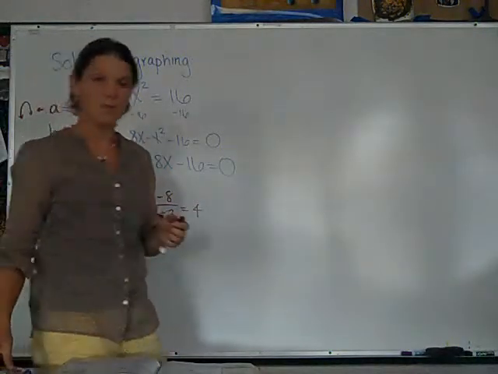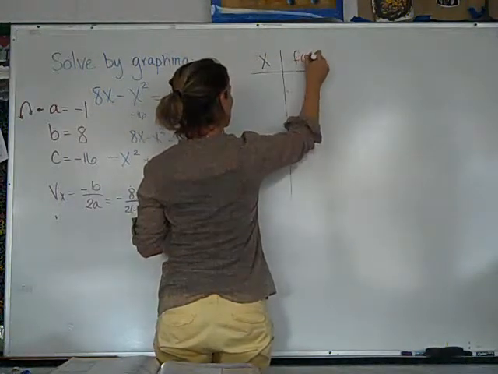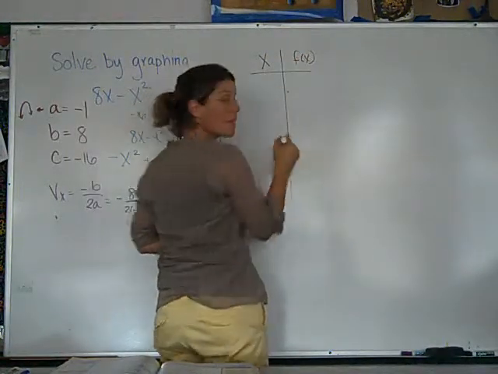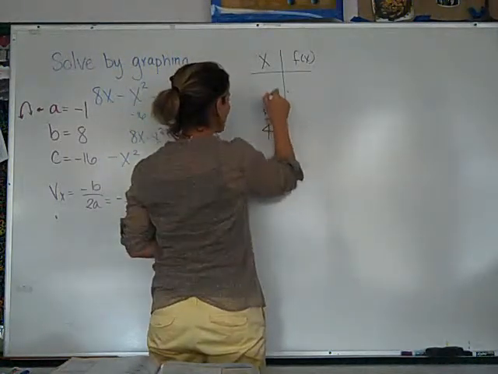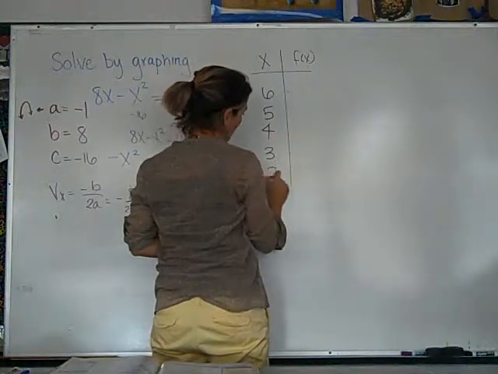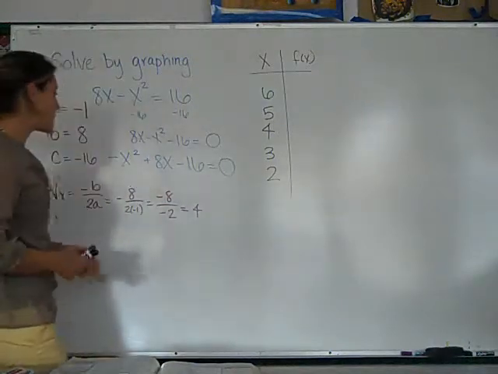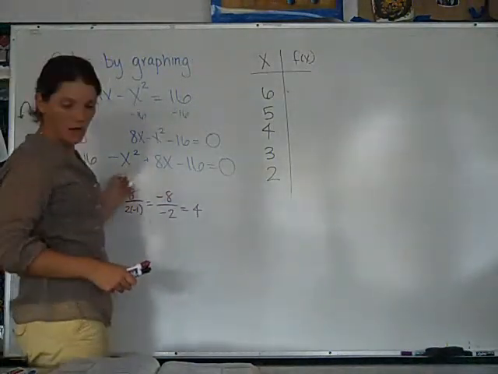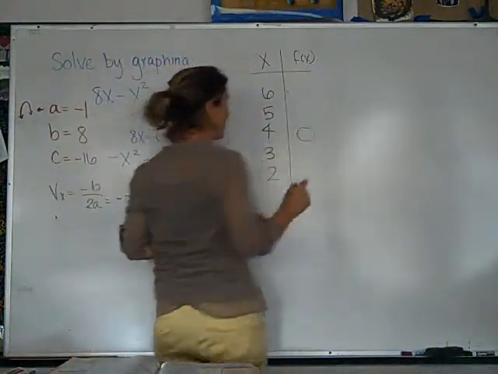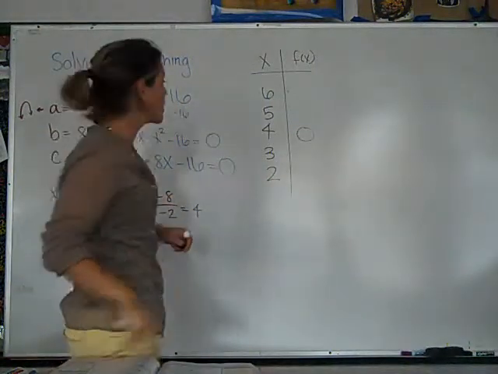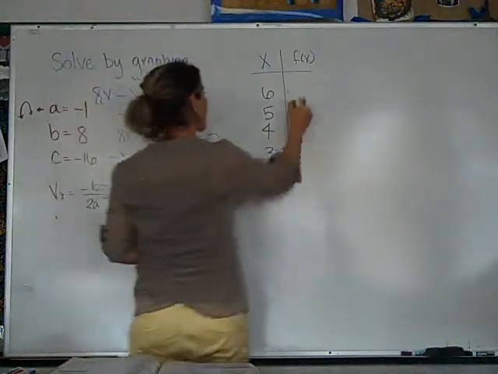So now I can start generating my table of values. And I'm going to put it in the middle this time. Maybe that'll help with the visual. Okay, and then we're going to go up 2 and down 2. And we're going to plug those in. So if I plugged in my vertex x of 4 back into my original equation, I will get 0. Okay? And if I plug in 5 back into my original equation, I get negative 1. And if I plug 6 back into my original equation, I get negative 4.